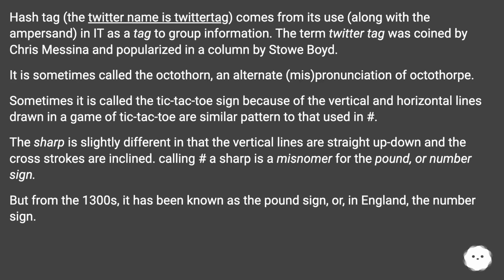Sometimes it is called the tic-tac-toe sign because the vertical and horizontal lines drawn in a game of tic-tac-toe are a similar pattern to that used in hash. The sharp is slightly different in that the vertical lines are straight up and down and the cross strokes are inclined. Calling hash a sharp is a misnomer for the pound, or number sign. But from the 1300s, it has been known as the pound sign, or, in England, the number sign.